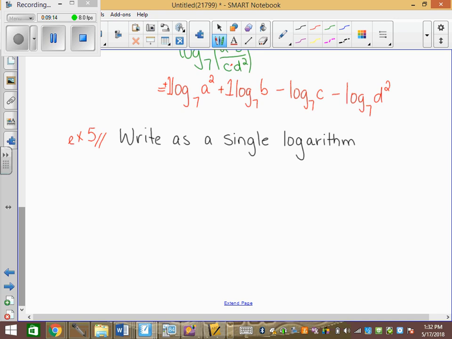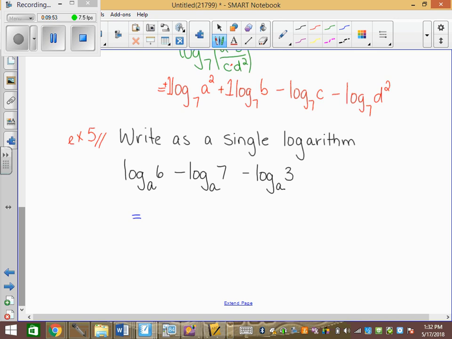So we have log base A of 6 minus log base A of 7 minus log base A of 3. So what are our rules? We have to have plus or minus 1s in front, do we? Yes. And we need to have the same base, do we? Yes. So we can put them together.